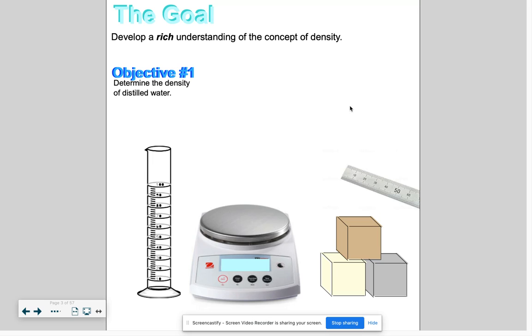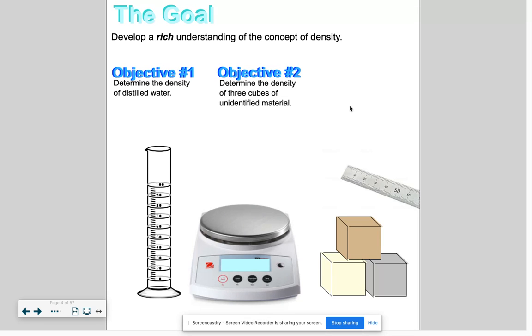Our first objective is that we are going to determine the density of distilled water, and we're going to do that experimentally. Sure, we could look it up on the internet and get it in 2 seconds, but I want to walk you through it experimentally so you can really understand how we know this.